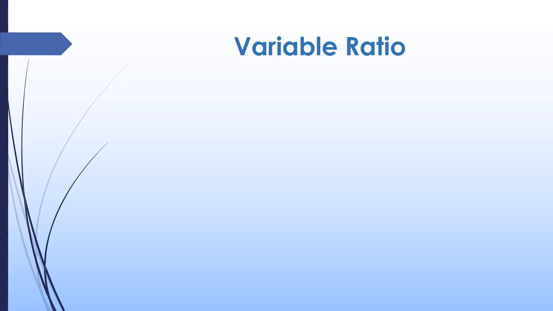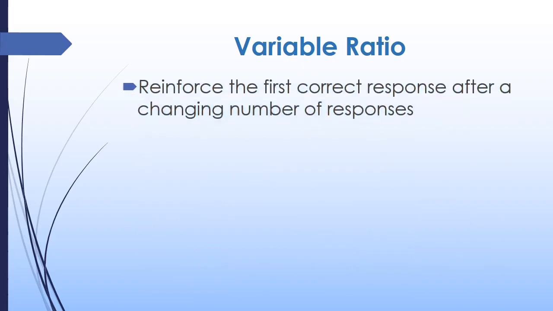And the last partial schedule of reinforcement is variable ratio. So here you reinforce the first correct response after a changing number of responses. Again, you're not concerned with time here. You're only concerned with responses. So let's take that rat in the Skinner box. Let's say he has to press that lever 9 times before he gets reinforced. After the 9th lever press, then he gets reinforced.